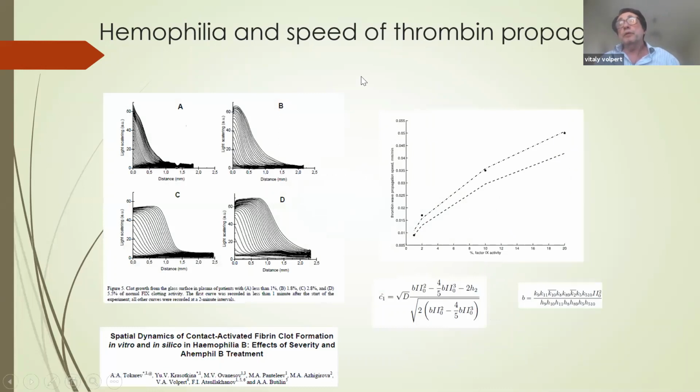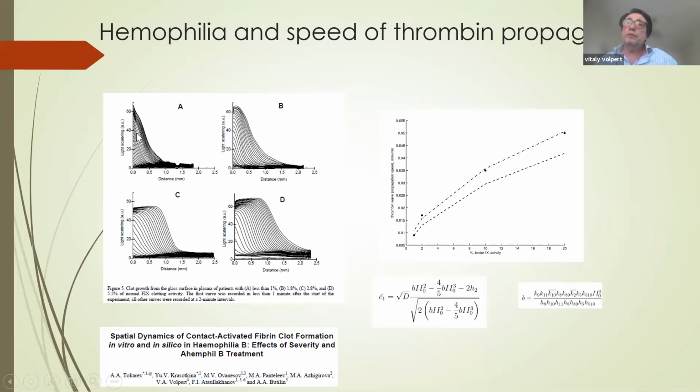And it appears that the speed of wave propagation of blood coagulation is very important. Here you see some experimental results obtained for hemophilia patients. So hemophilia is a disease where blood coagulation is not sufficient.